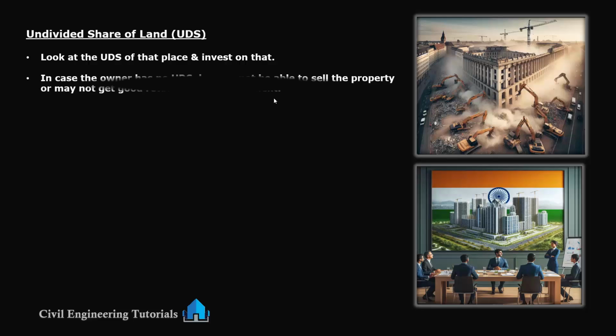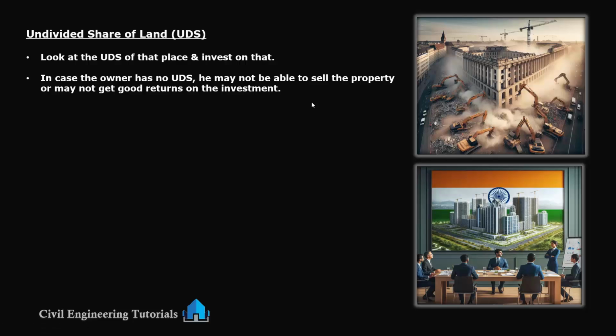Suppose the owner has no UDS. He may not be able to sell the property, or may not get good returns on the investment. It will be very difficult to resell the property, or he may not be able to resell it at all.